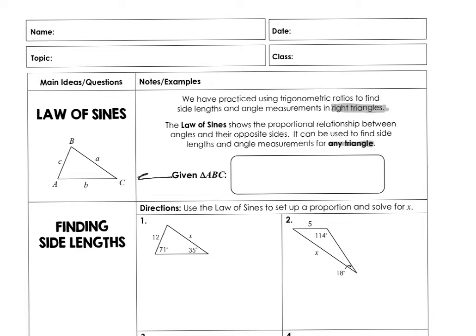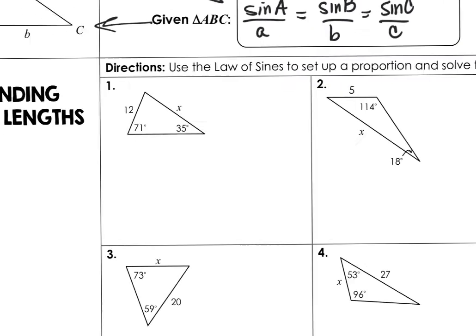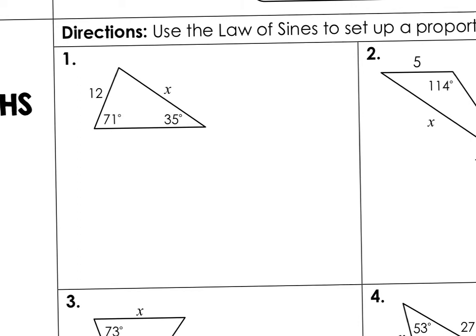So given triangle ABC, the law of sines says sine of A over a is proportional to sine of B over b, which is proportional to sine of C over c. And yes, that is the law of sines. We can show the proportional relationship between angles and their opposite sides, using this to find side lengths and angle measurements for any triangle. So let's start with a very basic example.